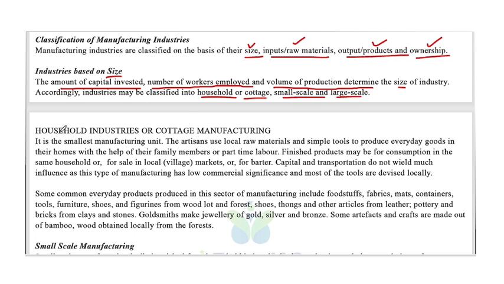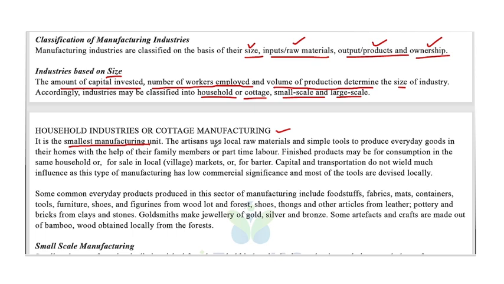First one, household industries or cottage manufacturing. It is the smallest manufacturing unit. Okay, so the household industries are the smallest manufacturing unit. The artisans use local raw materials and simple tools to produce everyday goods in their homes with the help of their family members or part-time laborers.